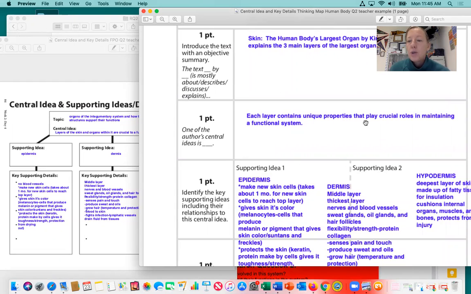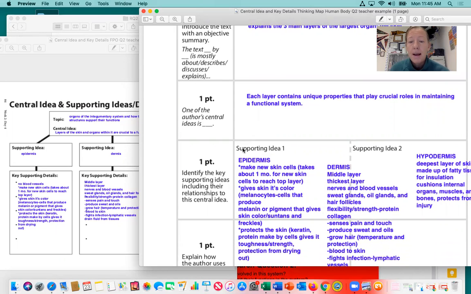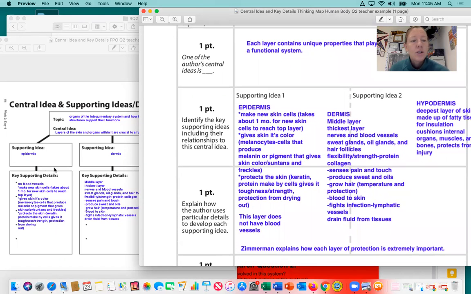Each layer contains unique properties that play crucial roles in maintaining a functional system. So I actually wrote this one in a complete sentence. You don't have to use complete sentences on a thinking map. But then I kind of just copied and pasted from my central idea of how I wanted to break it up. Remember, this has 2 places to put supporting ideas, but guess what, guys? I needed 3. So I made my own.